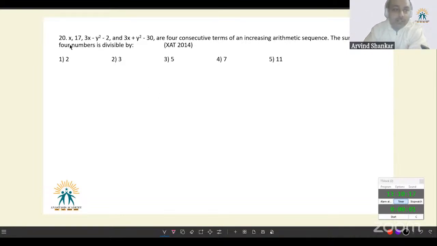So I'm moving on. x, 17, 3x minus y square minus 2 and 3x plus y square minus 30 are four consecutive terms of an increasing arithmetic sequence. Increasing arithmetic sequence. Great. And there are four consecutive terms.